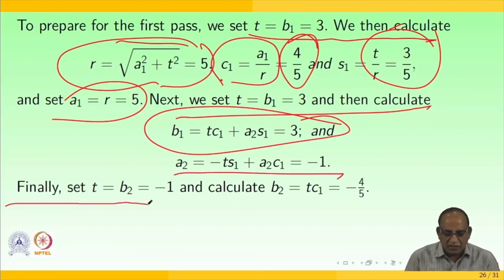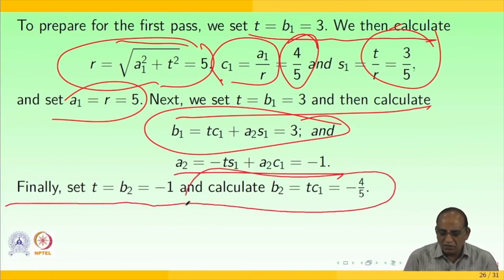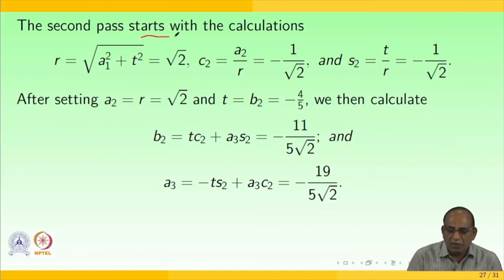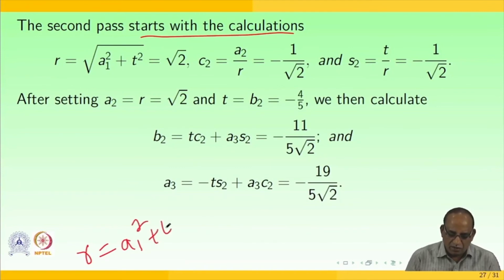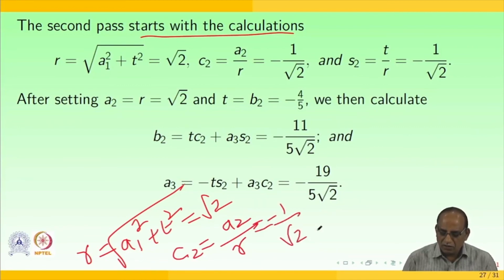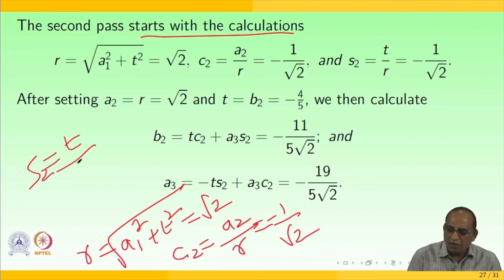Finally, we set t equal to b2, which is minus 1, and calculate b2 equal to t c1, which is minus 4 by 5. The second pass starts with the calculations: r equal to the square root of a2 squared plus t squared, so you get square root of 2. So C2 is equal to A2 upon R, which is minus 1 by root 2. So S2 is equal to T upon R, that is minus 1 by root 2.